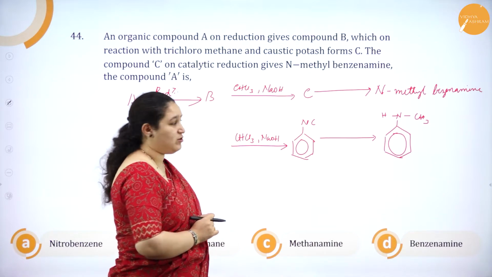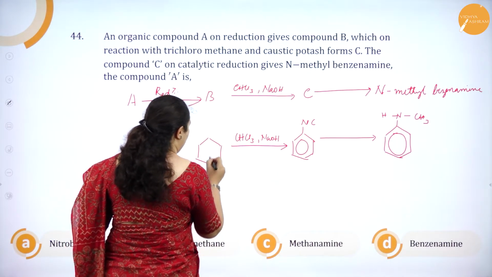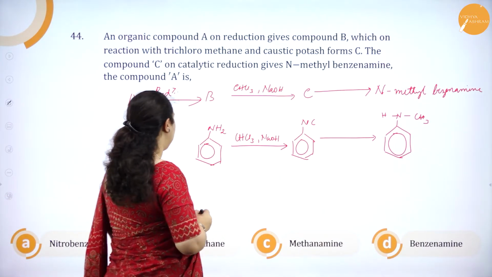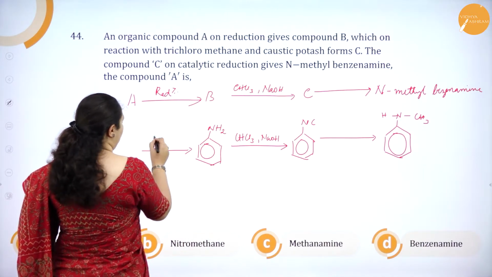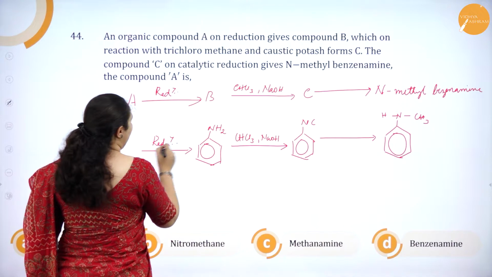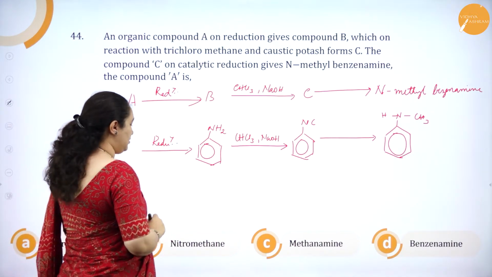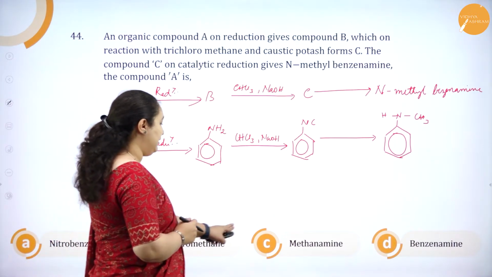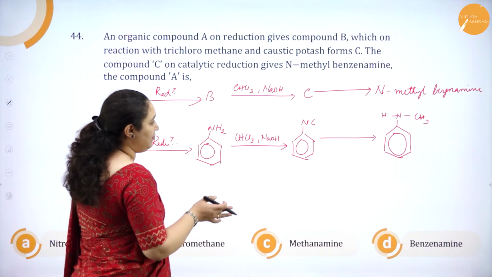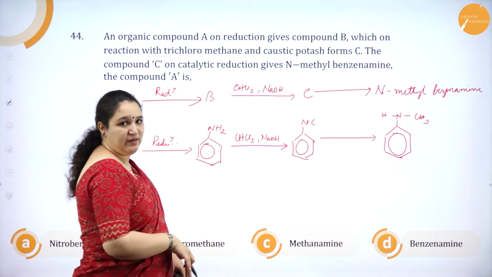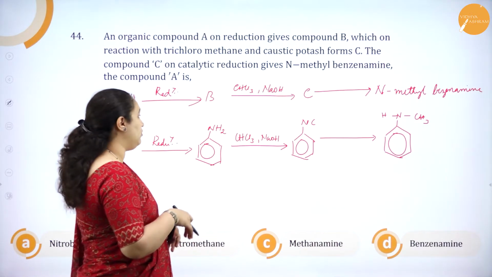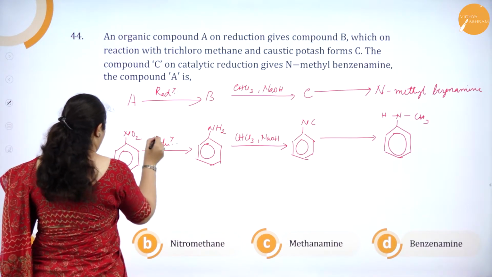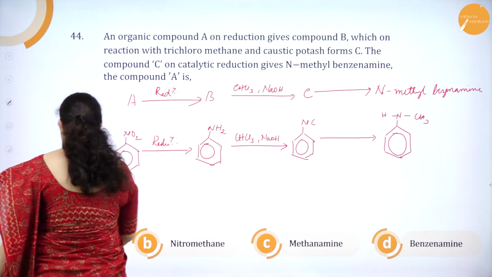I am getting a carbylamine also. So I will have to take a primary amine, NH2 group. So I've got aniline. Which reactant will give amine on reduction? Now we'll see the options. Nitrobenzene, nitromethane, no, I need a benzene ring. Methanamine, no, I need a benzene ring. Benzenamine, I cannot take there because it's already having the amine group. I should get amine after reduction, so I'll have to take nitrobenzene. Okay, so it is option A.